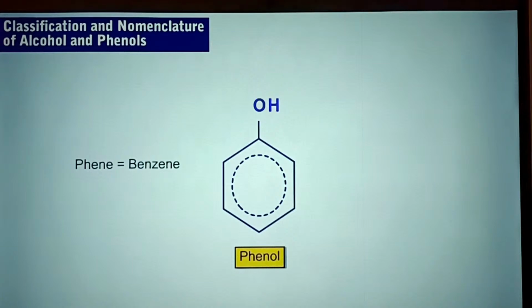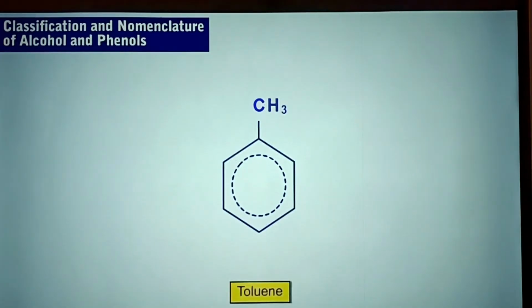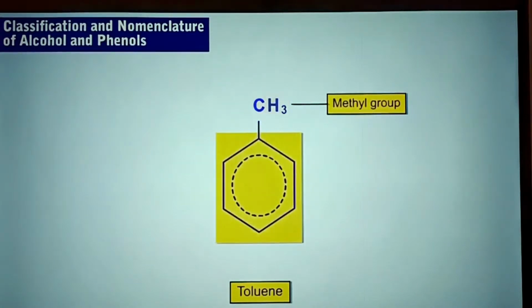Phen is an old name for benzene, so the benzene containing 1 hydroxyl group is known as phenol. Although the systematic name is benzenol, phenol is an accepted IUPAC name. We can use this as the basis for naming phenol derivatives. Toluene is an important benzene derivative. It has 1 methyl group attached to the aromatic ring.